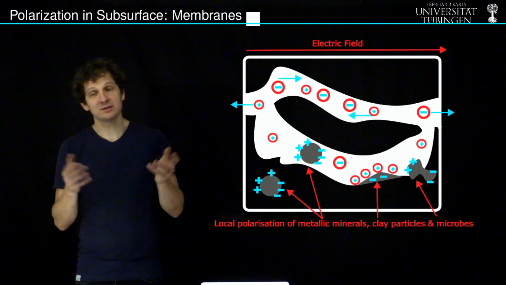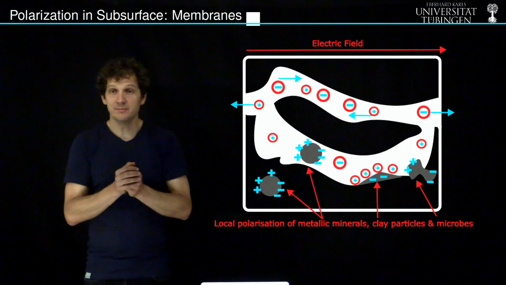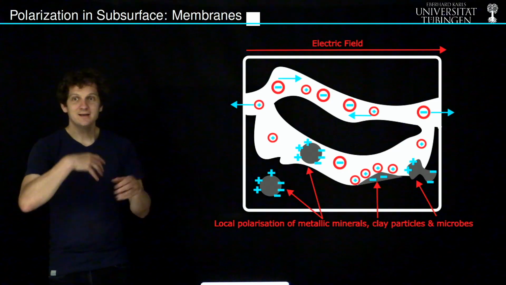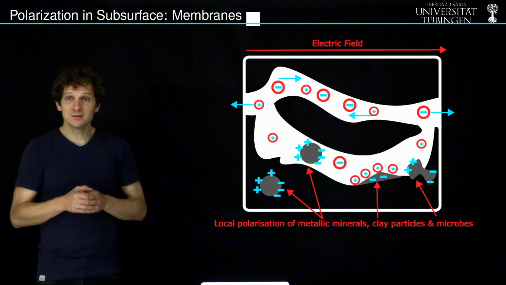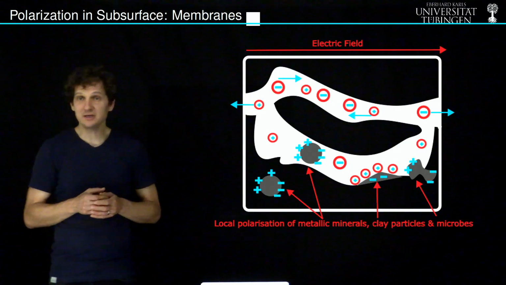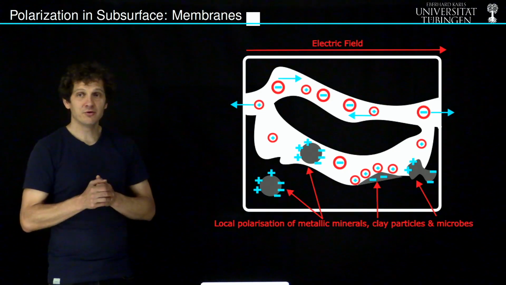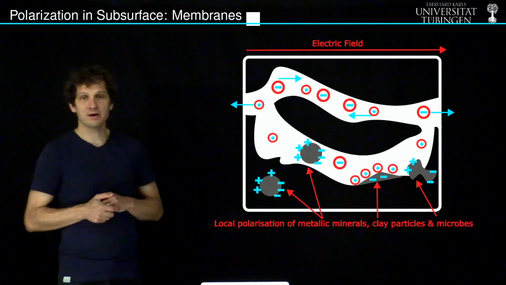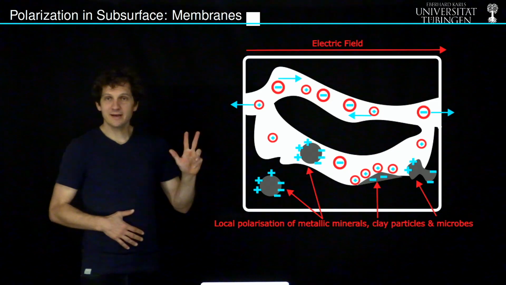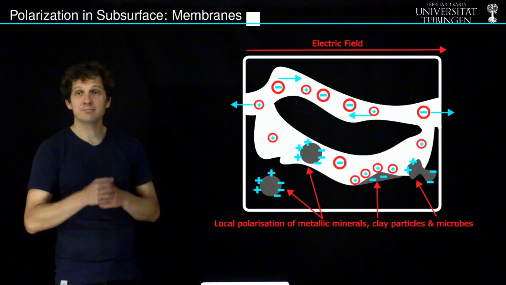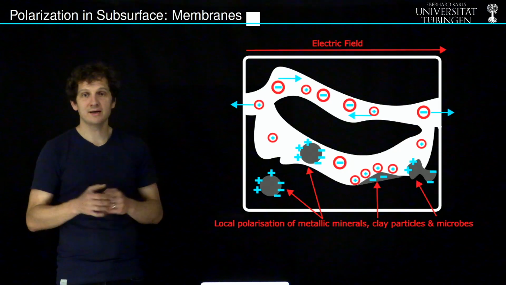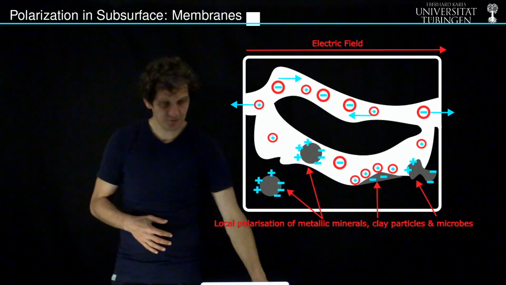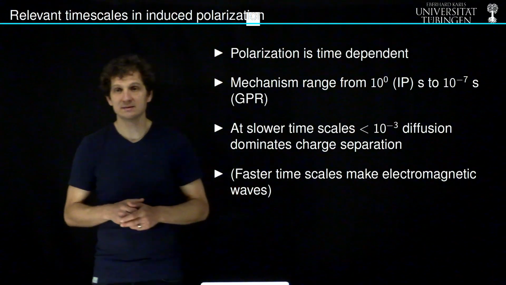And last but not least, microbial activity. Certain microbes, in a certain state of their cycle, can also be susceptible to electrical polarization, which is interesting for many fields in, let's say, microbiology. Those are only three important examples, but there are many other materials that can become polarized in the subsurface if an external electric field is applied.